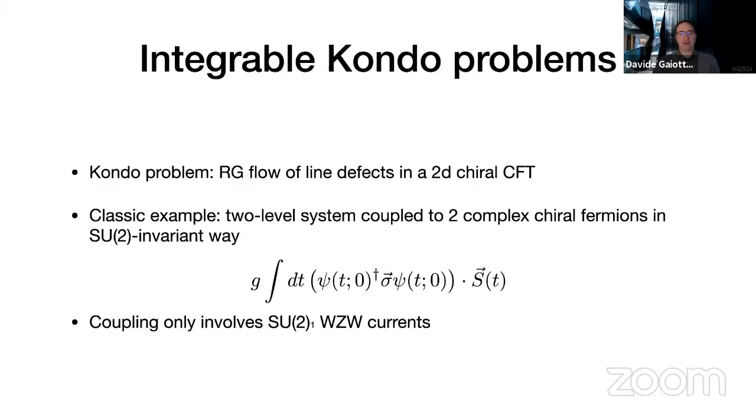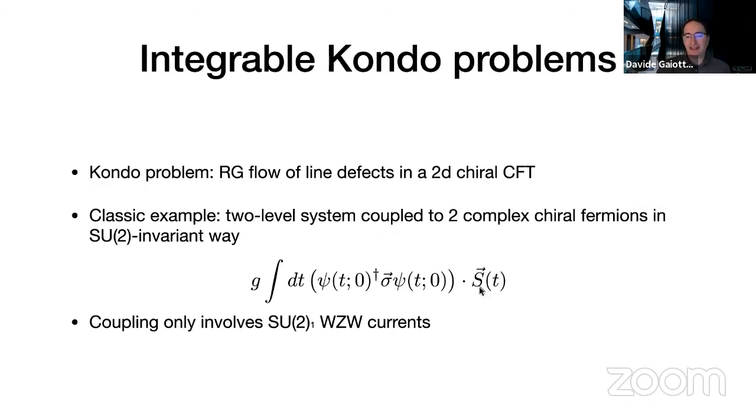So let me try to do a bit more physics now. Kondo problem, the grandfather of renormalization. So the Kondo problem is, I guess the original incarnation was a single impurity interacting with a band of electrons. But if you distill the problem and simplify it a bit, you end up with an impurity in a two-dimensional chiral CFT. And the Kondo problem is about understanding the RG flow of impurities coupled to a two-dimensional chiral CFT. The classical example is a two-level system, a qubit, coupled to two complex chiral fermions in a way that preserves a global SU2 invariance.